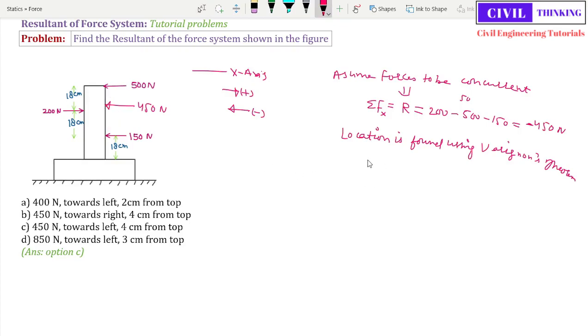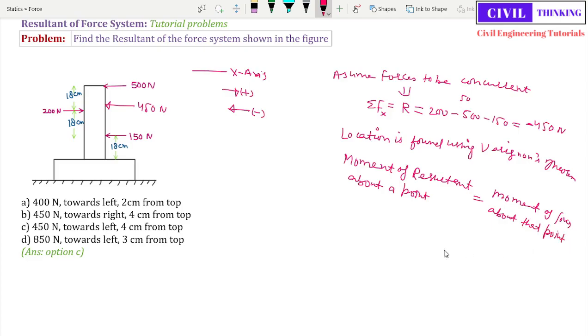Okay, now according to Varignon's theorem, moment of resultant about a point is equal to moment of forces about that point. Okay, about that point means the point has to be the same. Let us assume this top point. Okay, what does it mean? This is the resultant, this 450 Newton is the resultant. Now let us assume it is at a distance of x. Okay, x from the top.